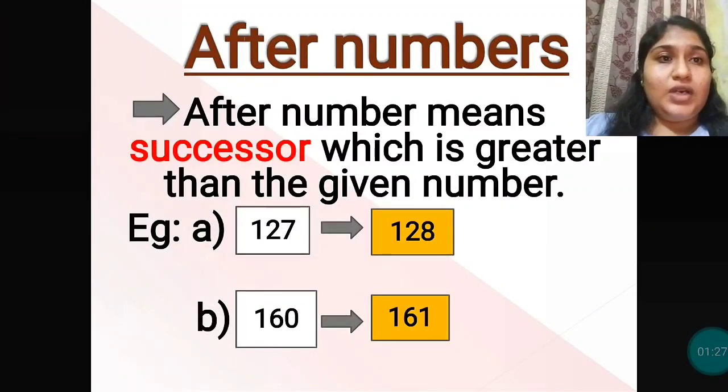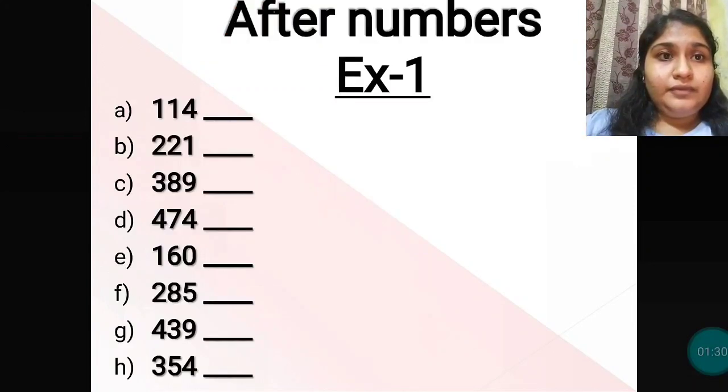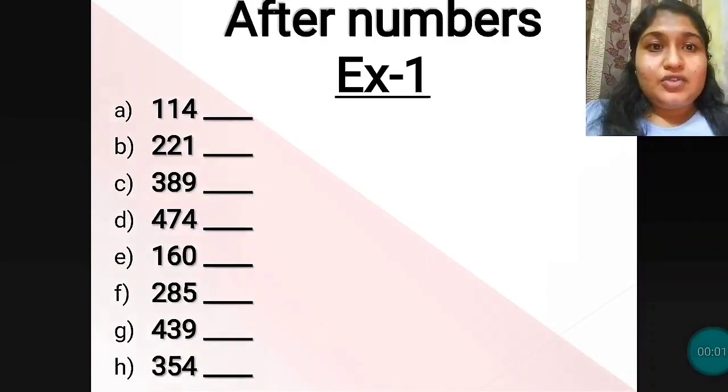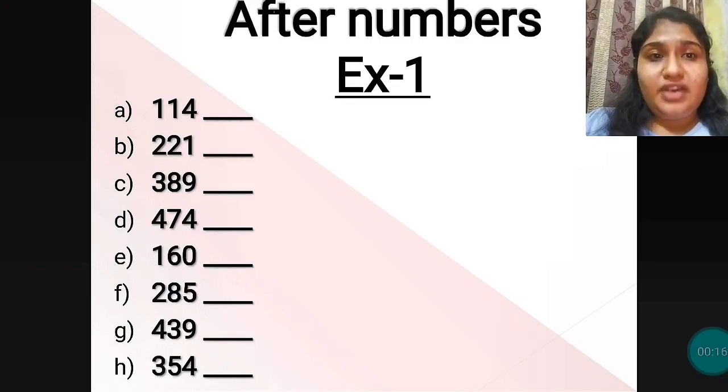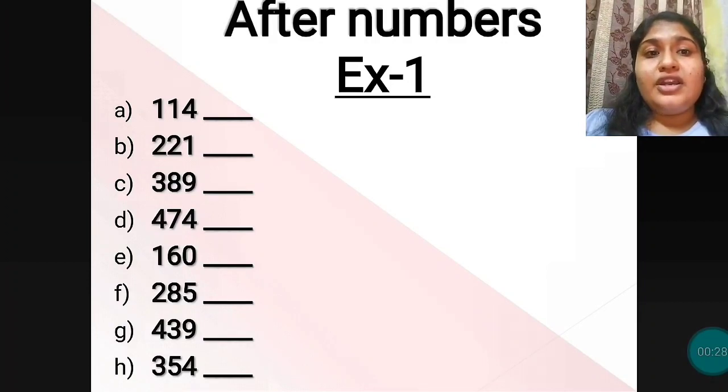Let's start with exercise 1 of these after numbers. Take out a new page and write down after numbers. Exercise 1. So here students, you can see different figures are given and in these blanks we have to write down their after numbers. First is 114. Then 221, 389, 474, 160, 285, 439 and the last is 354.